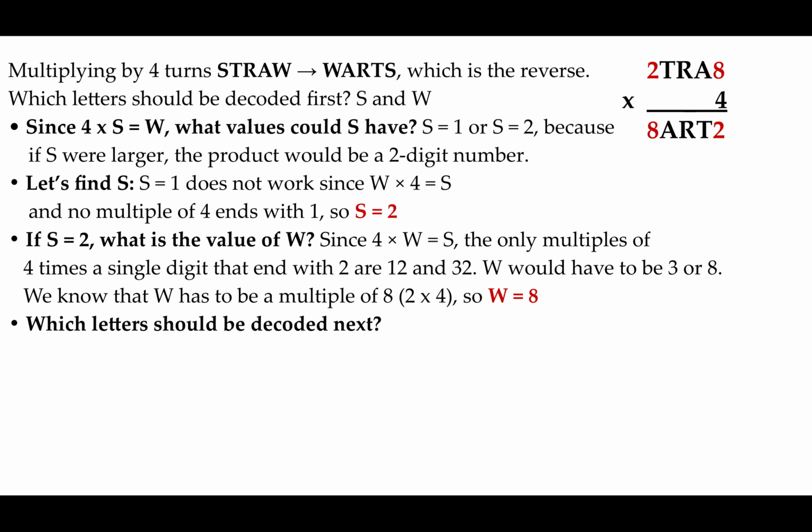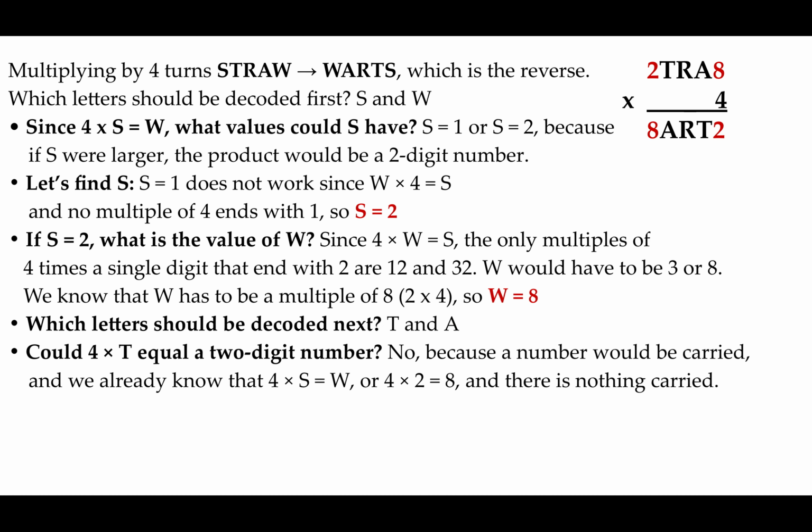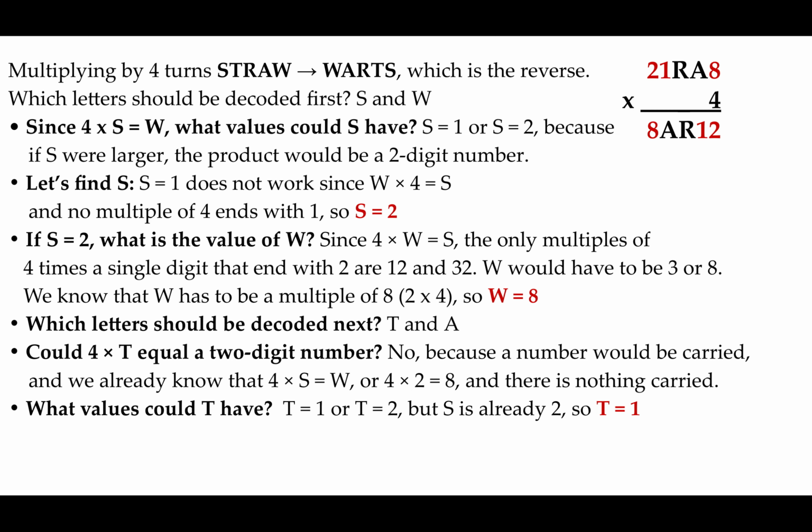Now which letters should be decoded next? Well, let's look at T and A. Could 4 multiplied by T equal a 2-digit number? And the answer to that is no, because a number would be carried, and we already know that 4 multiplied by S equals W, or 4 multiplied by 2 equals 8. So there's nothing that's carried over. So what values could T have? Well, T could be 1 or T could be 2. But remember, S is already 2. Therefore, T has to be 1.